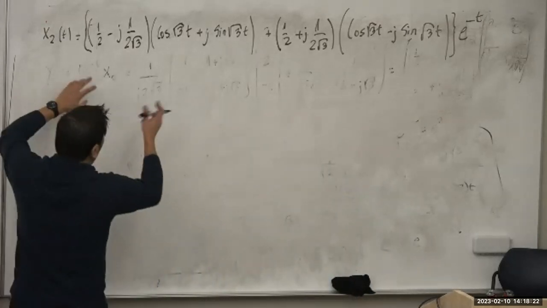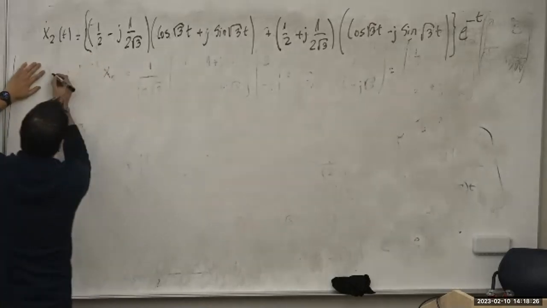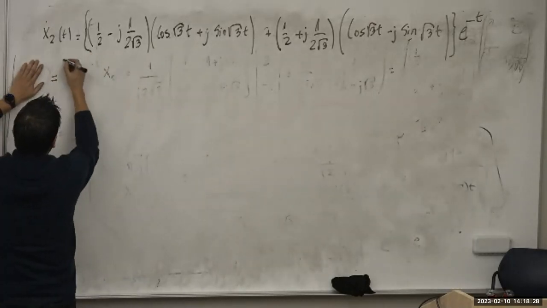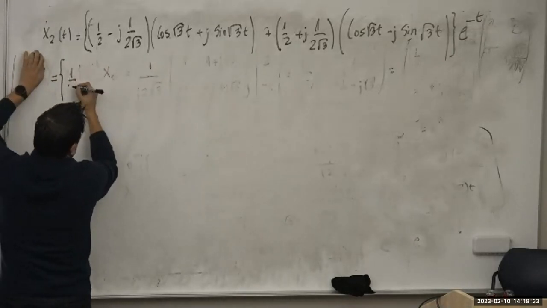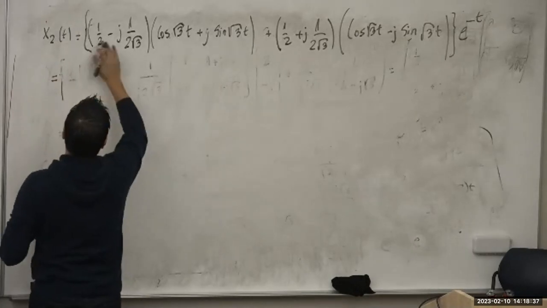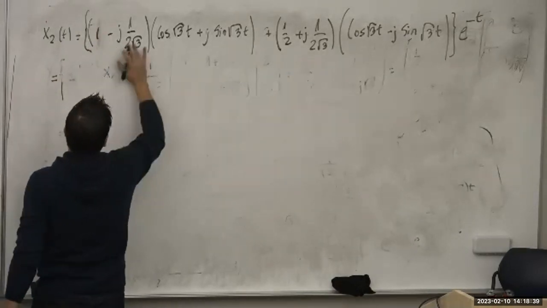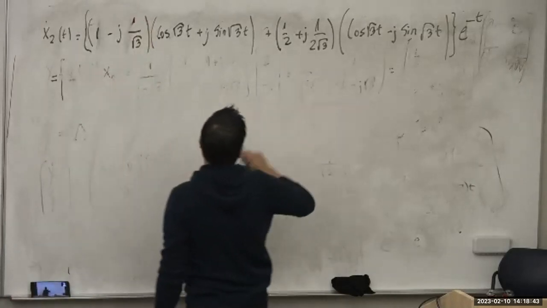So we can deal with this. We will have a real part here. So here we have 1/2, and we can do something else here to make it simple. We can factorize by 1/2. There.